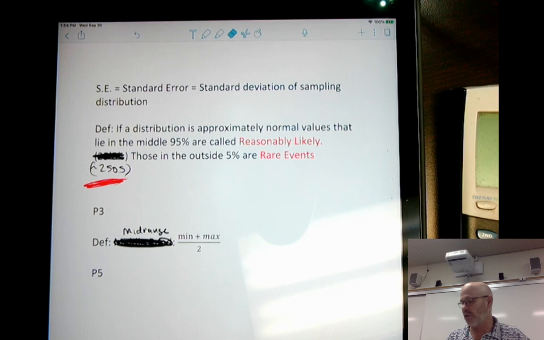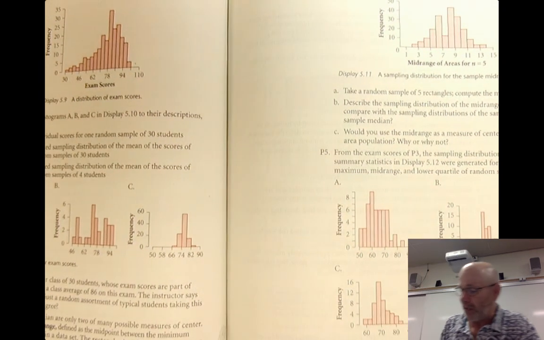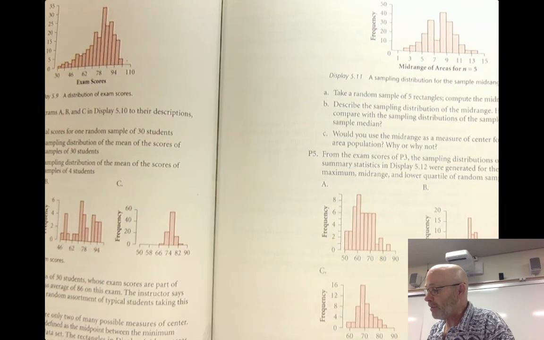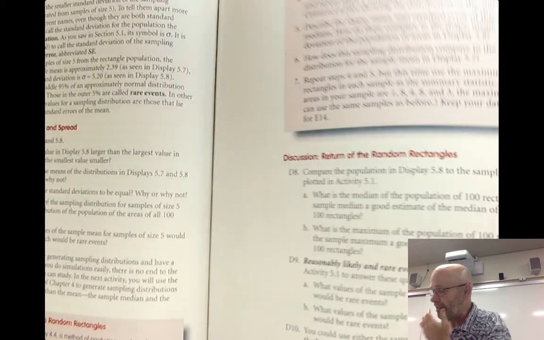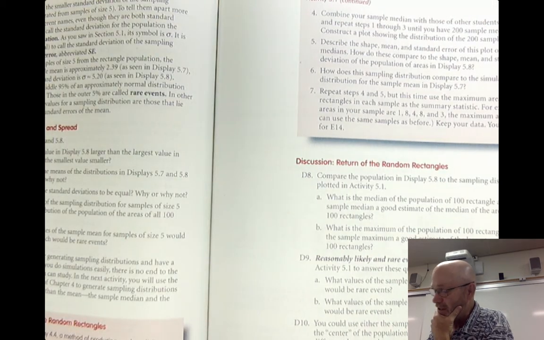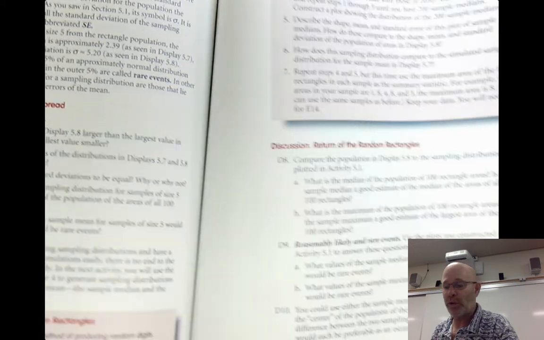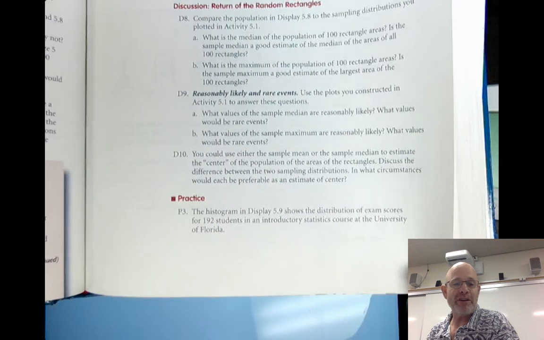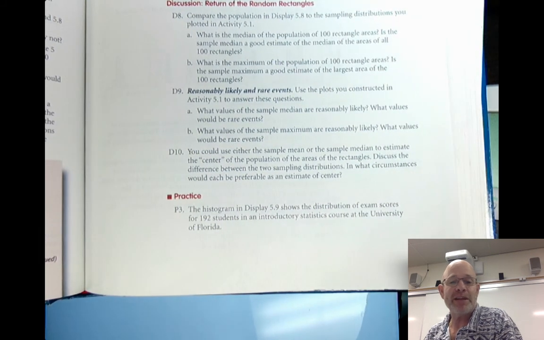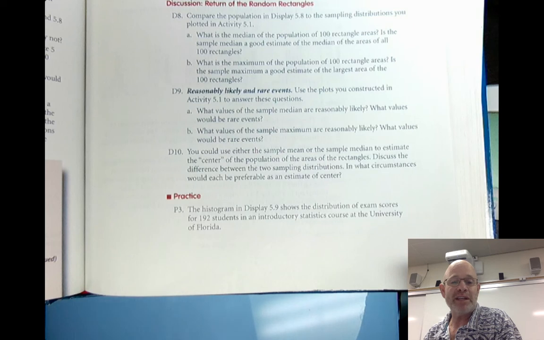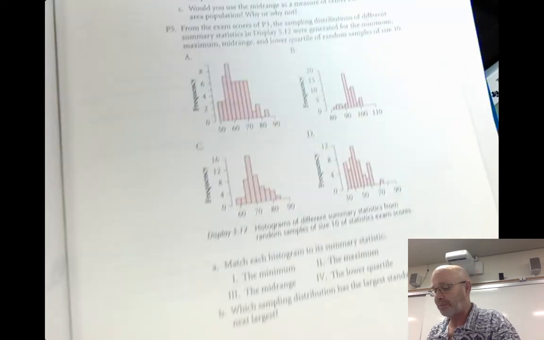These are all just kind of other types of summary statistics that you can find. So real quick, just want to show you a couple of examples in our book here about what happens. I'm on page 276 to start, 277 to start. I'm going to pop it over to 278 real quick. Down here at the bottom says the histogram, and the next display shows the distribution of exam scores for 192 students in introductory statistics course.